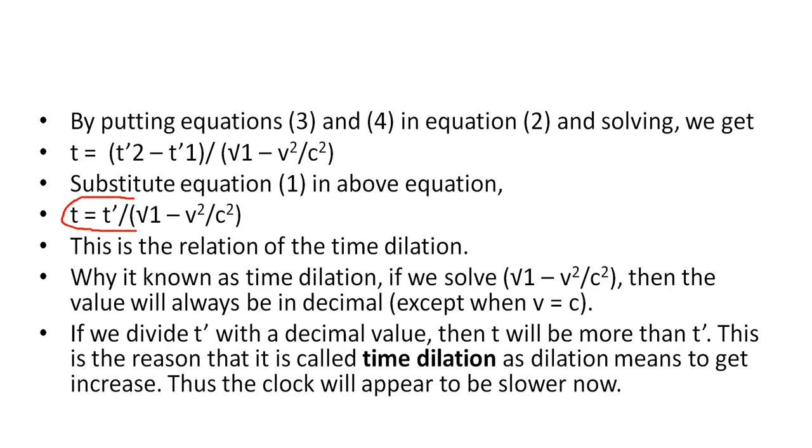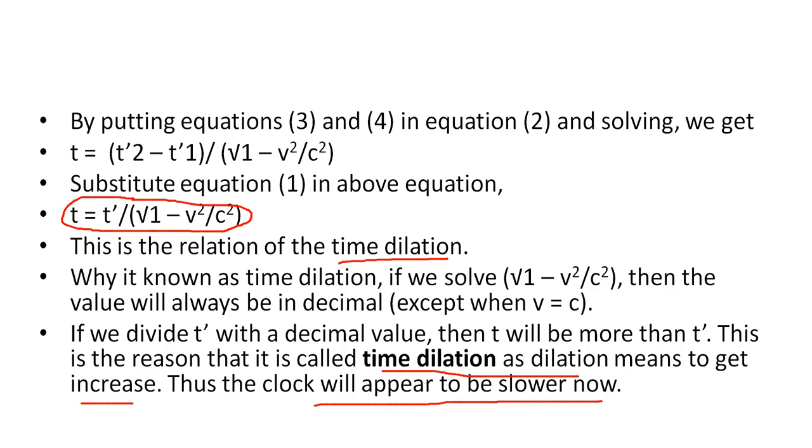Now this is the relation of time dilation. Now why is it known as time dilation? If we solve the root of 1 minus v square by c square, then the value will always be a decimal, except when v equals c. That is, when v equals c, then the value will be 0. Now if we divide t dash by a decimal value, then t will be more than t dash. This is the reason for the name time dilation, as dilation means to increase, thus the clock will appear to be slower now. We will discuss a numerical also.